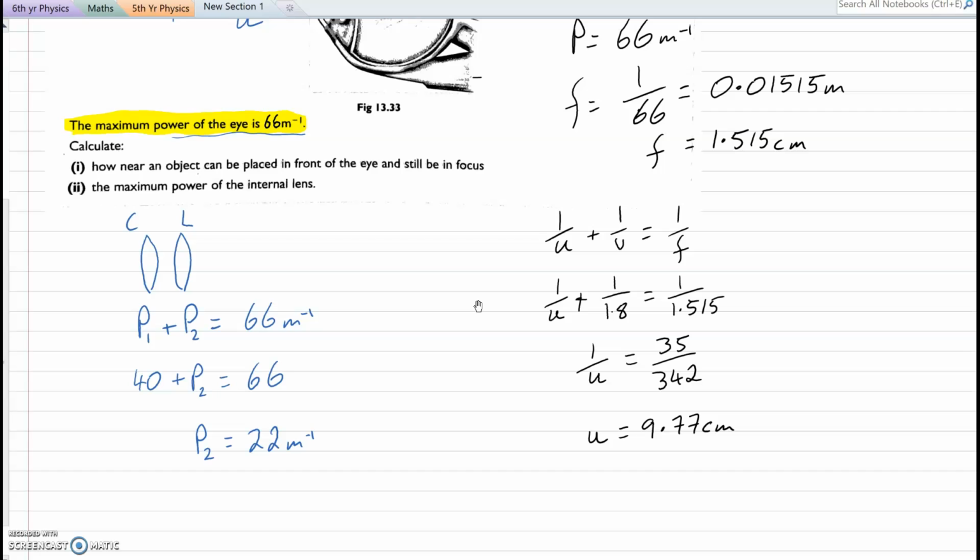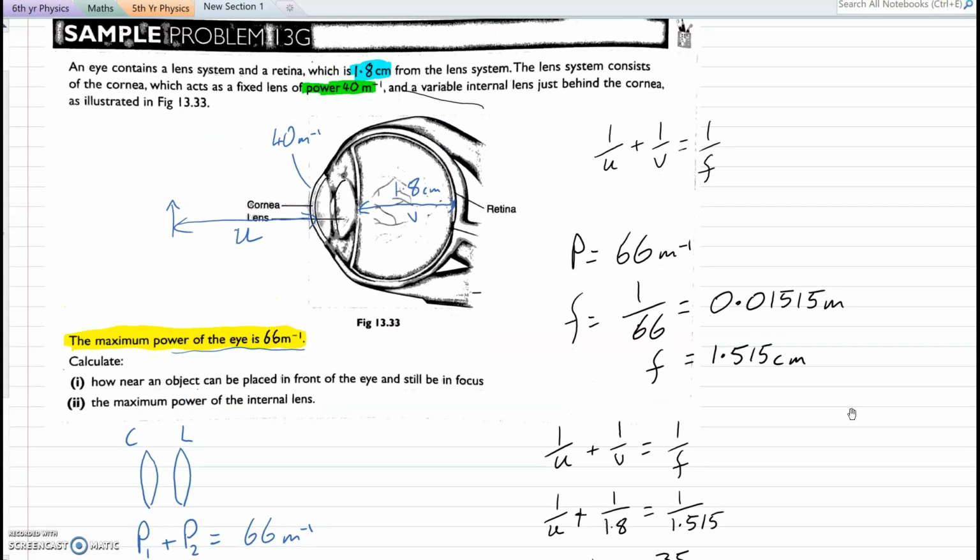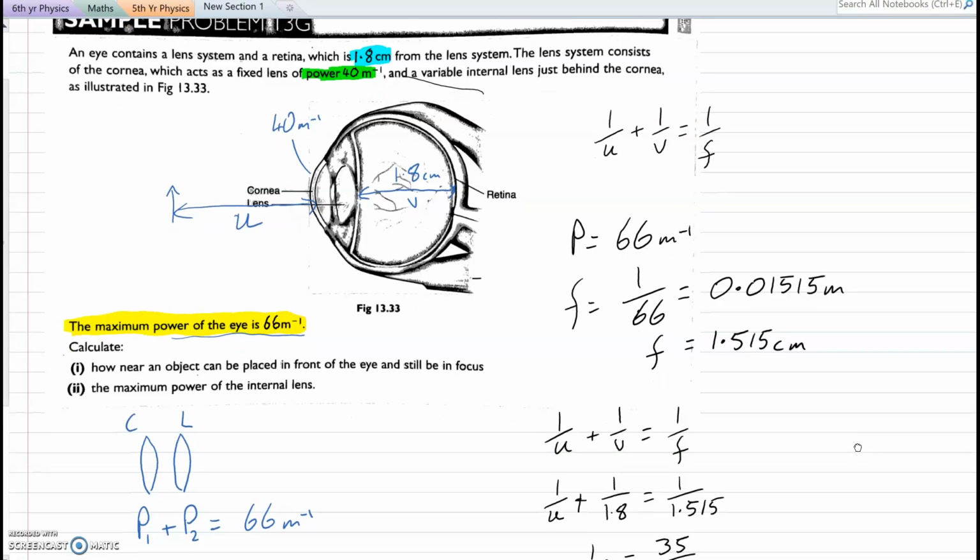I will leave it there. And again, if there's anything to take from this, it's just the numbers that they give you. Just make sure that you understand physically what's happening with those.